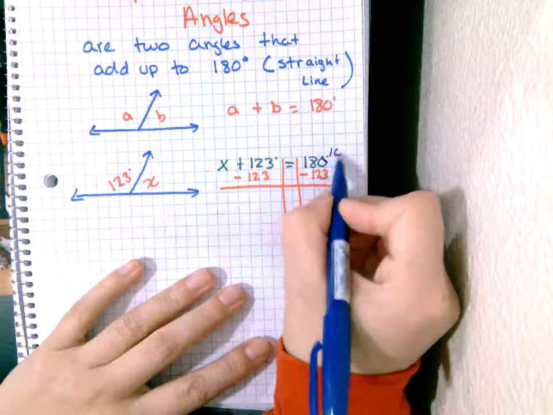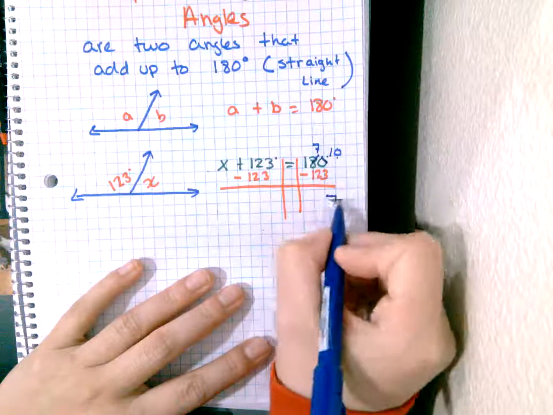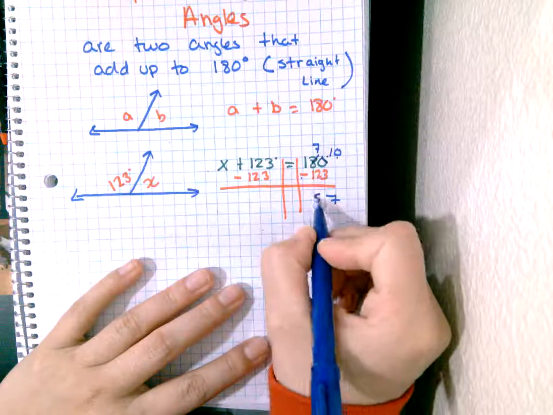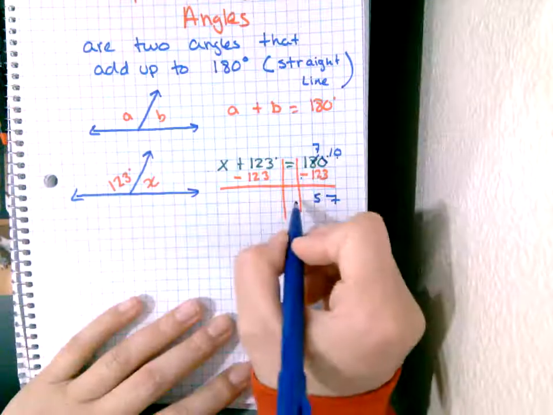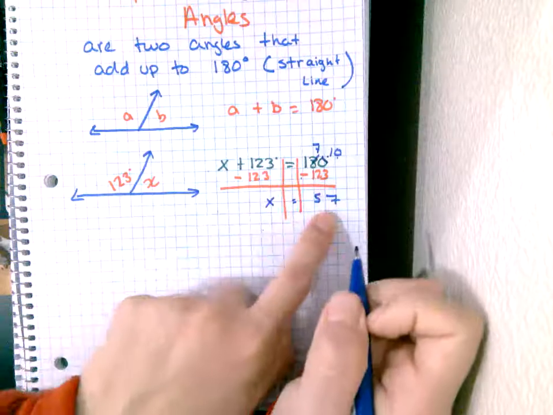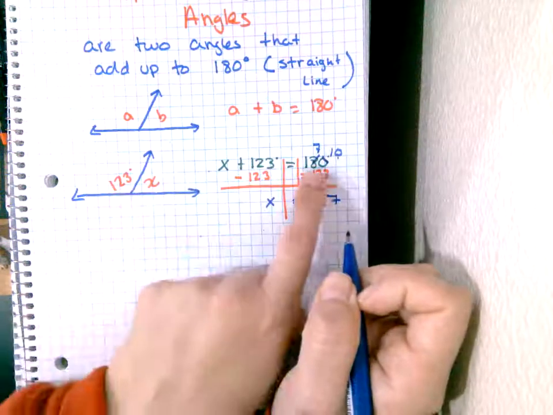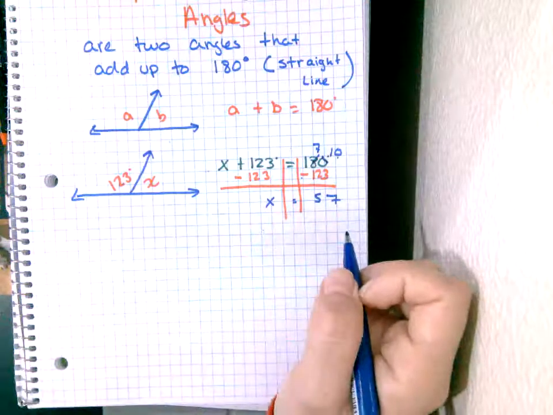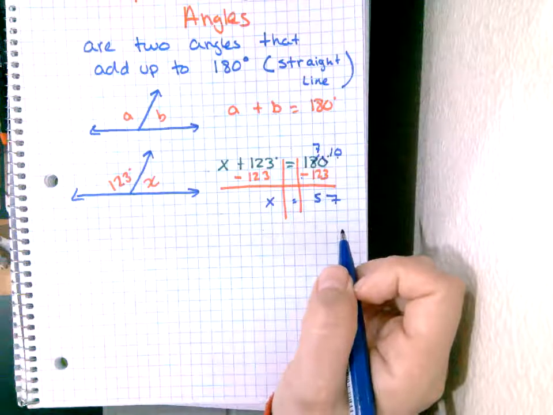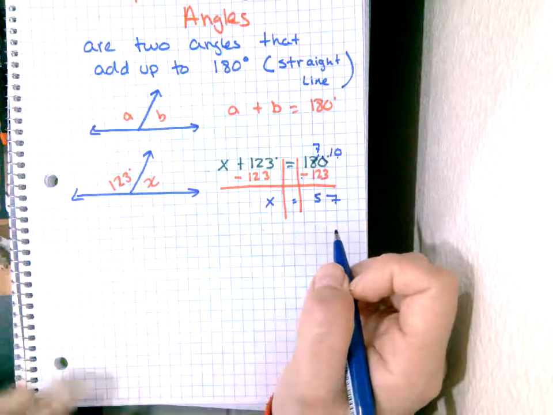So this becomes a 10, this becomes a 7, right? So 10 minus 3 is 7, 7 minus 2 is 5, and then 1 minus 1 is 0. So we're left with 57. So X is equal to 57. All we did was take this number and subtract it from 180, and we got 57. So all we're doing is basically some subtraction. Level 1 is basic subtraction. Yes, you're going to have to borrow, but it should be okay.